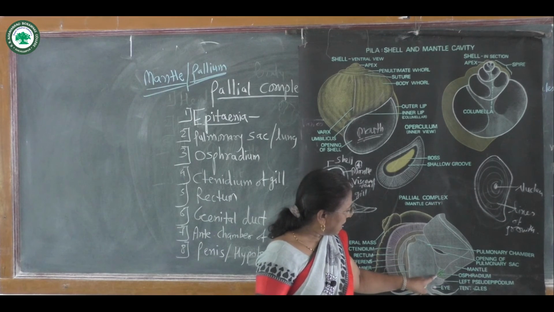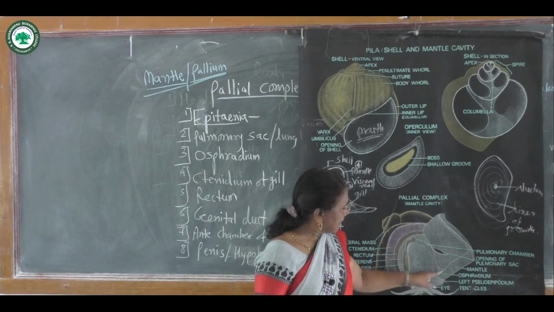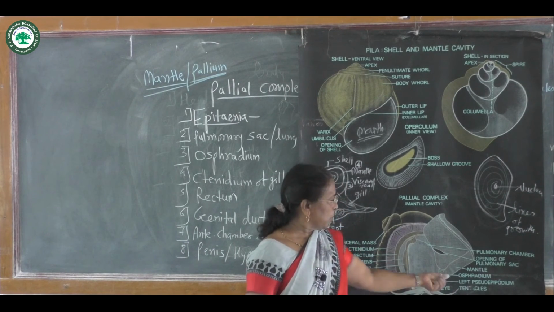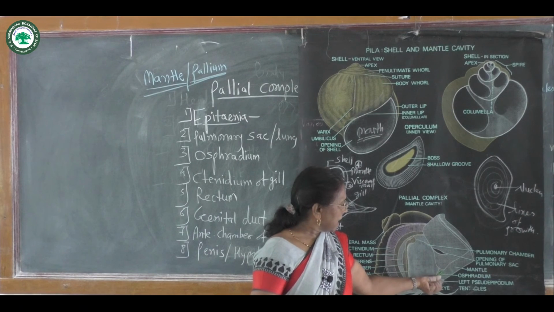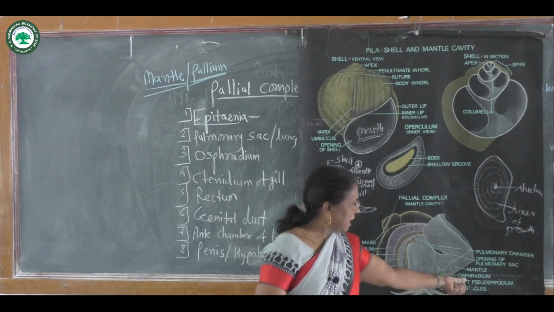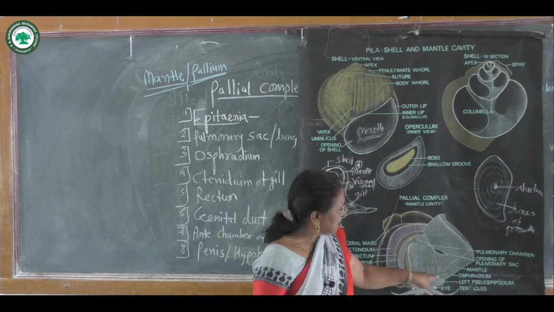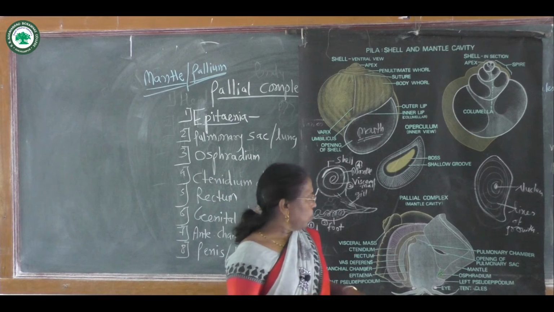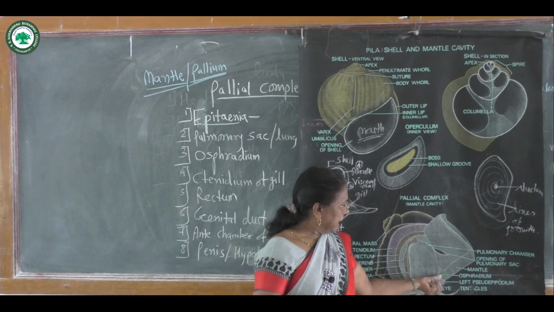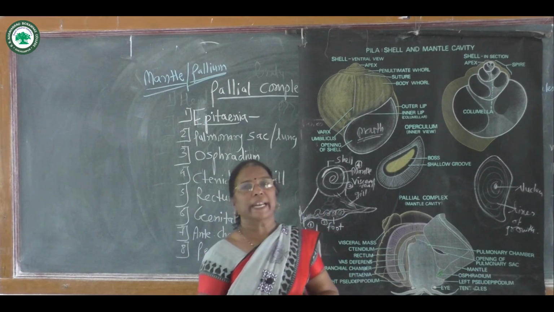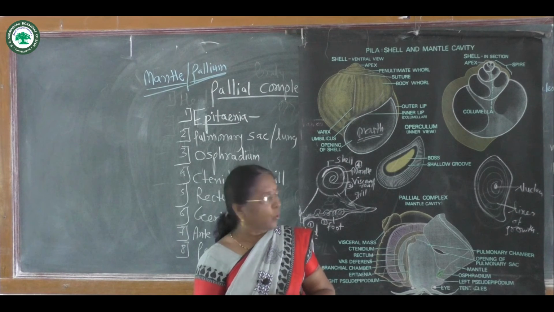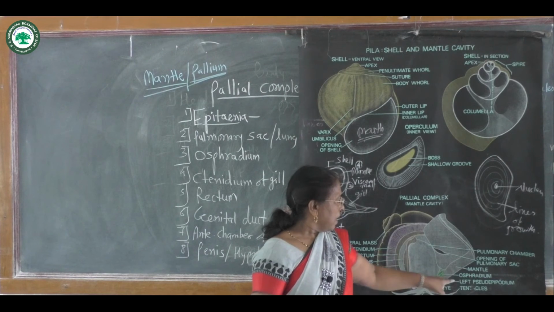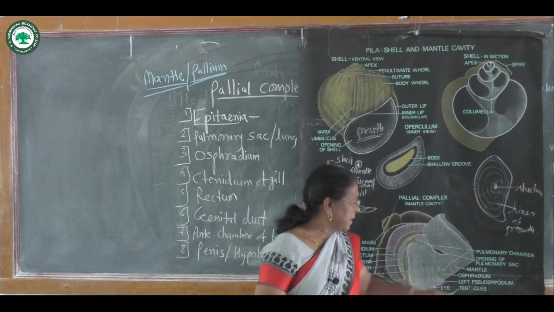Then third, the osphradium. The osphradium is a single leaf-like structure attached to the roof of the left pseudopodium wall, here attached to the mantle cavity near the left nuchal lobe, and this osphradium has paired lamellae on both sides. Its main function is to detect the chemical and physical nature of water, or it tests the chemical and physical nature of water when water enters through this left nuchal lobe.